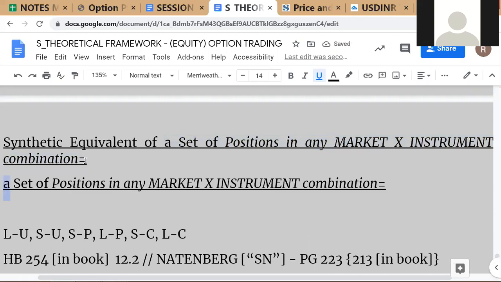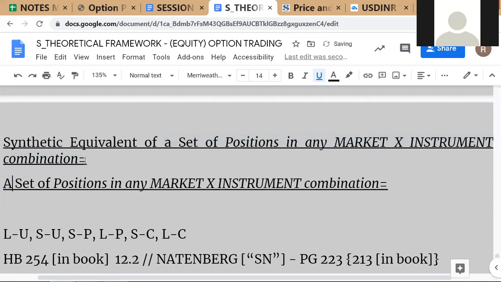So we're now defining synthetic equivalent: a set of positions in any market instrument combination. Put this on board. Any other market instrument combination.